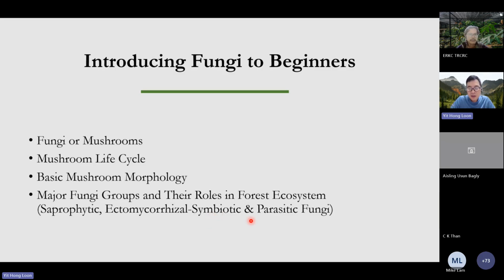Then we'll talk about parasitic fungi. Parasitic fungi also play a role in natural selection. They remove trees that are not healthy or are sick, and they also control the population of certain insects. Without fungi, certain insects like ants might overpopulate. So this is the role of the key fungi groups in the forest ecosystem.